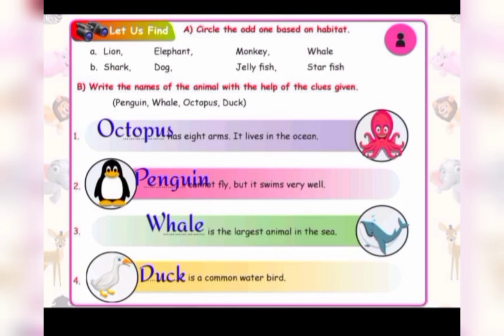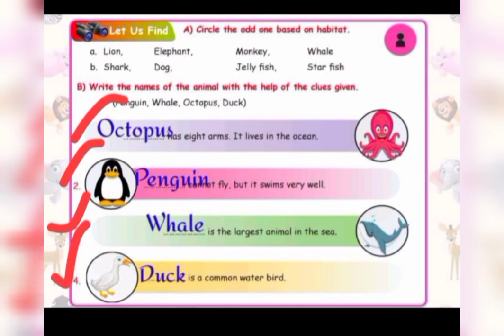Once again see, first one, octopus has 8 arms. It lives in the ocean. Second one, penguin cannot fly but it swims very well. Third one, whale is the largest animal in the sea. And last one, duck is a common water bird. Okay?